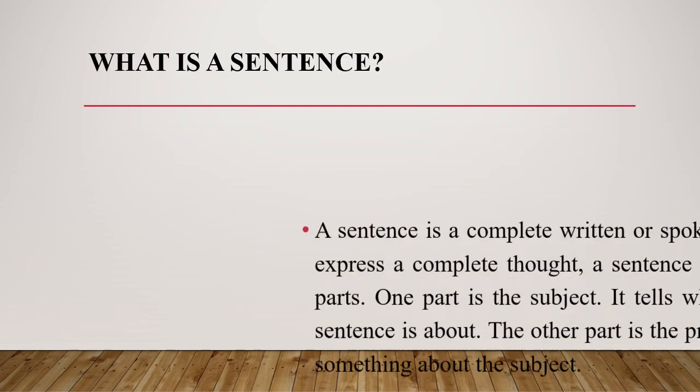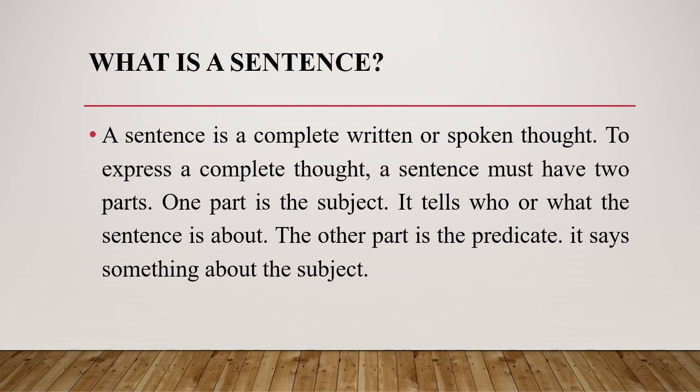Let's move to the first grammatical term, that is a sentence. A sentence is a complete written or spoken thought. To express a complete thought, a sentence must have two parts. One part is the subject, which tells who or what the sentence is about. This is the subject. The other part of the sentence is the predicate. It says something about the subject.